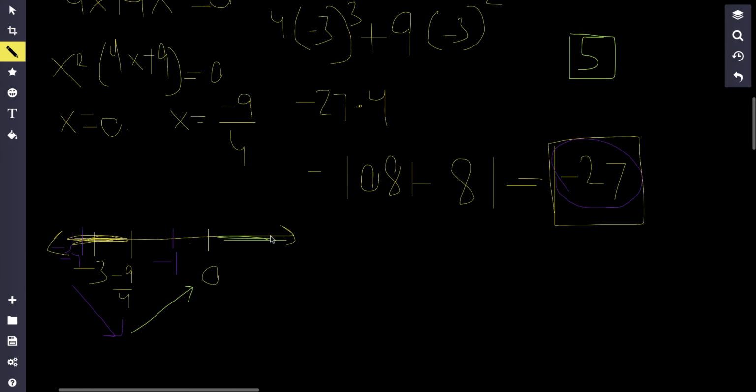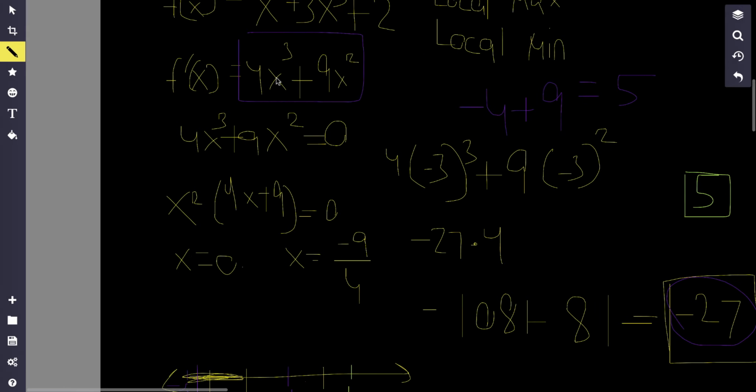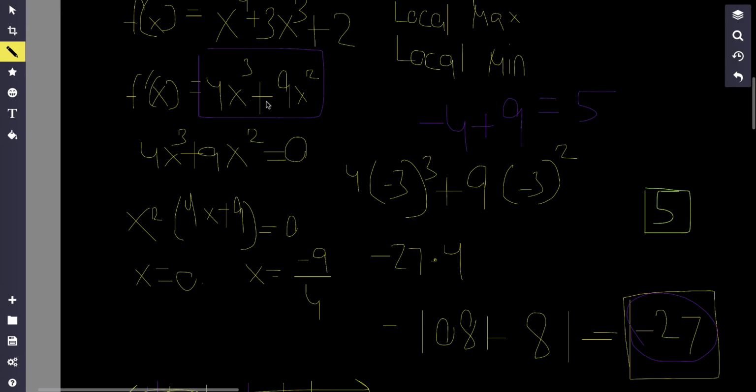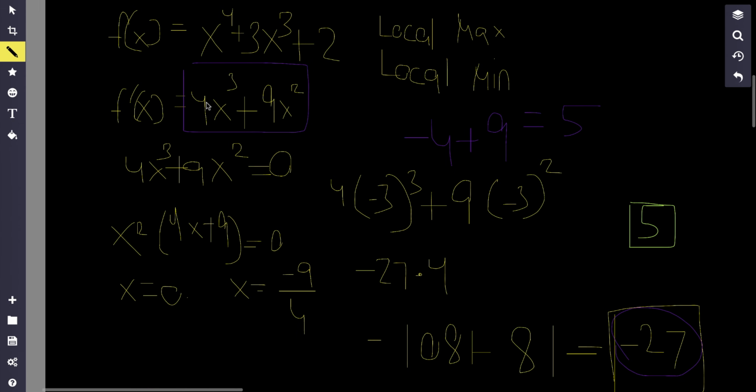And finally, we have from 0 to infinity. So let's just pick out a random number. Let's just pick the number 1. Let's plug in 1 into our derivative for the function, and then we get 4 times 1 to the third power, which is just 4. 9 times 1 to the second power is 9.